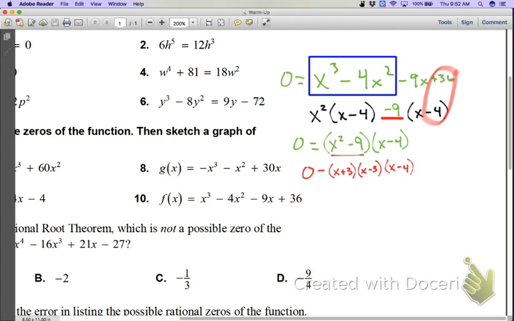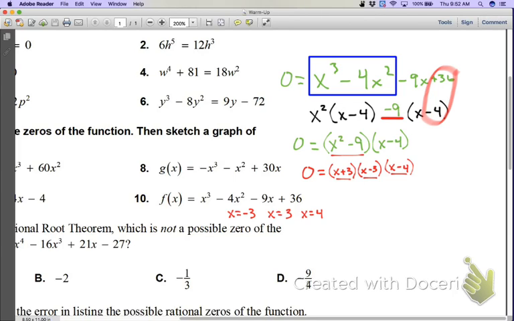So we solve it. What are our three values? Like, what is x equal to? x is going to be equal to negative 3. x is going to be equal to positive 3. And x is going to be equal to positive 4. Right? It's just the opposite, or we set each of these equal to 0.